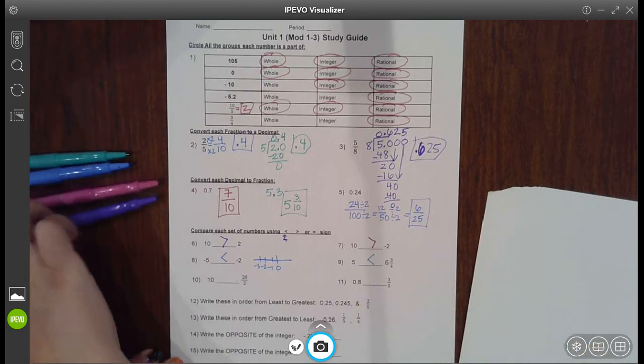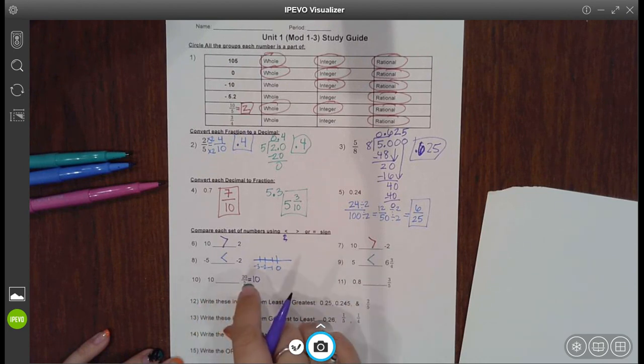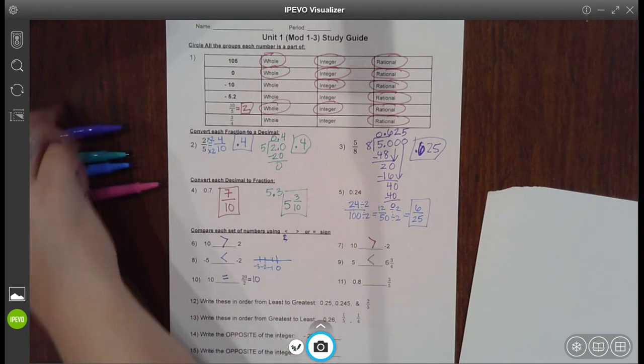For the next one, I can reduce this. So let's try and figure out what this is. 20 divided by 2 is 10. So 10 is equal to 10. So I put an equal sign there. Because 20 over 2 is the same thing as 10. So those numbers are equivalent or equal.